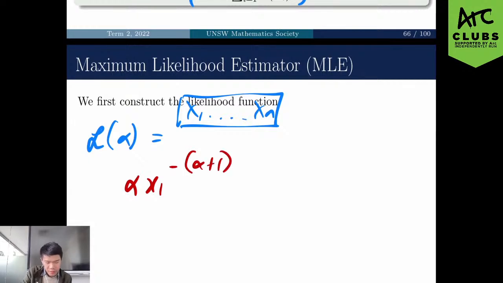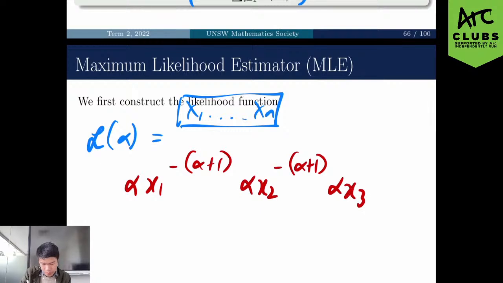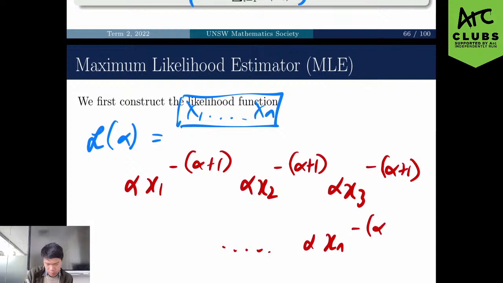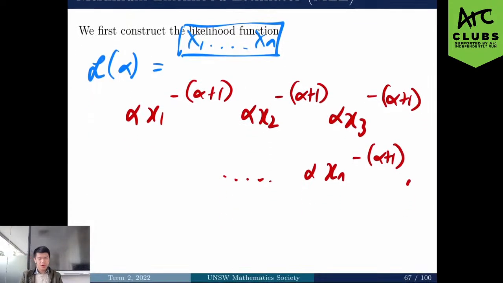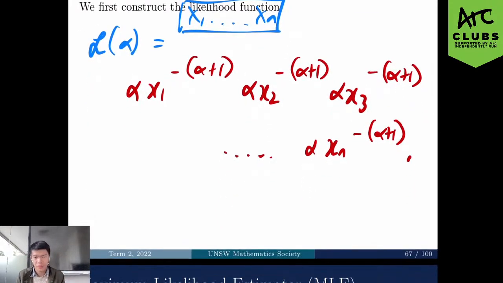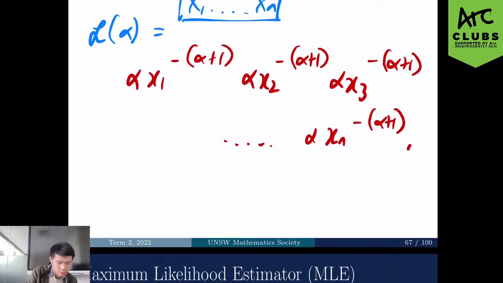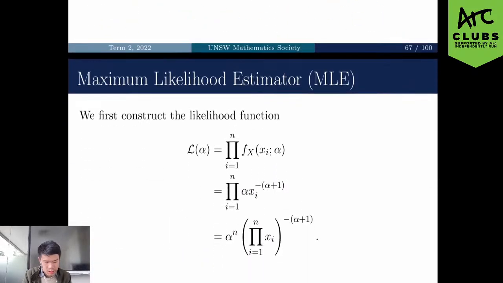The second one is going to be alpha x2. Then we have alpha x3, and so on. Cool. Right, that's pretty good. But it's going to be a bit hard to differentiate, so what we might do instead is take the log likelihood. But let's just do this first.